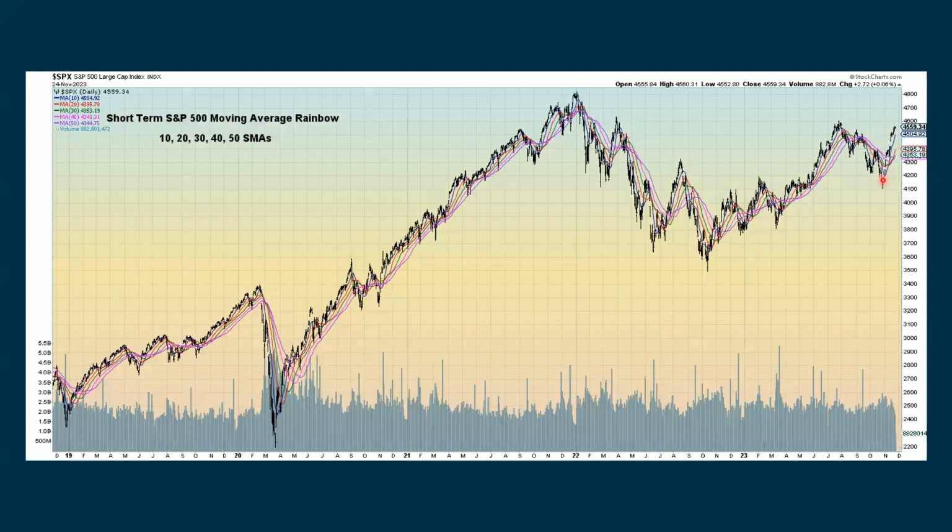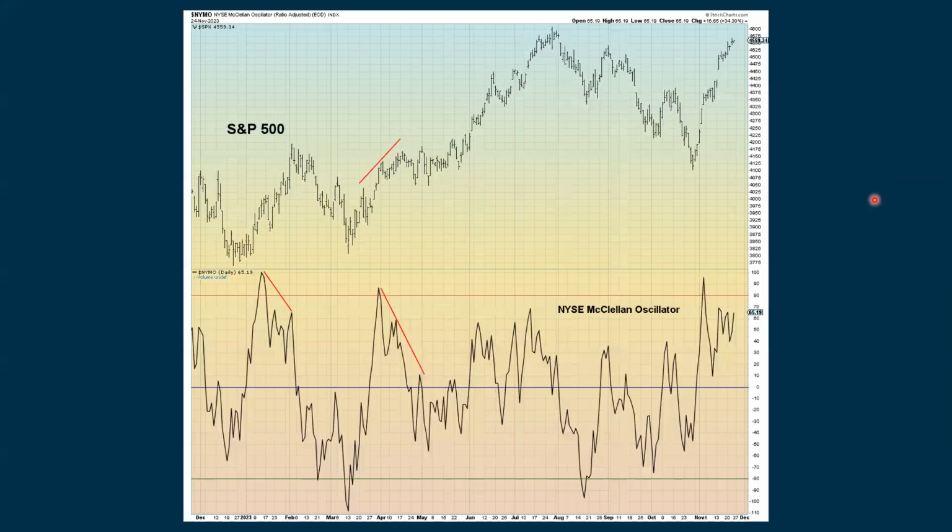Some intermediate term charts. Here's another rainbow that is short term. That's interesting. It should be from 50 periods up to 100 periods, and just take my word for it, it is showing some improvement here. Then we look at the NYSE McClellan oscillator.